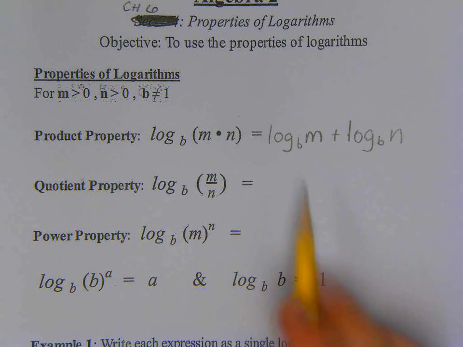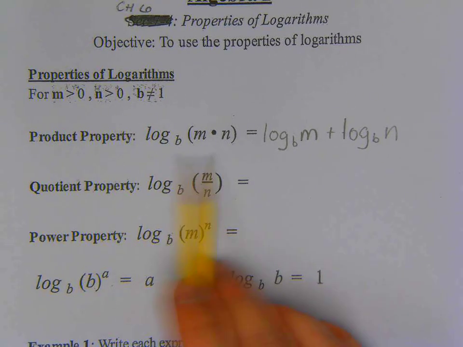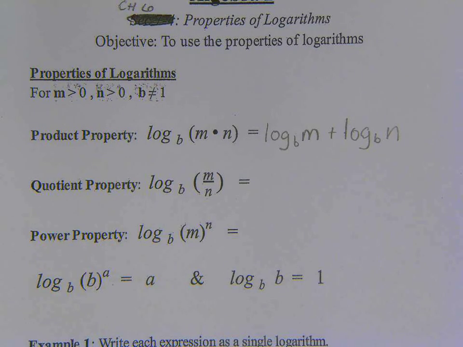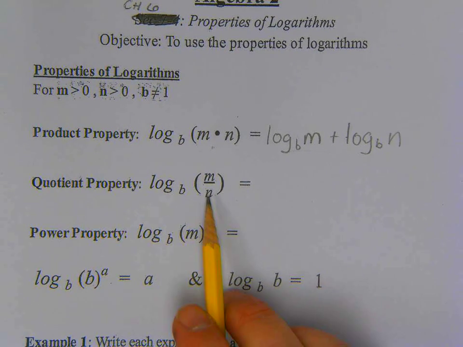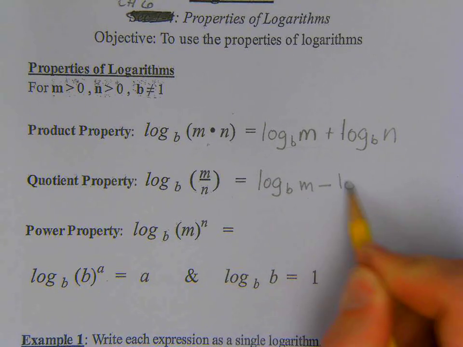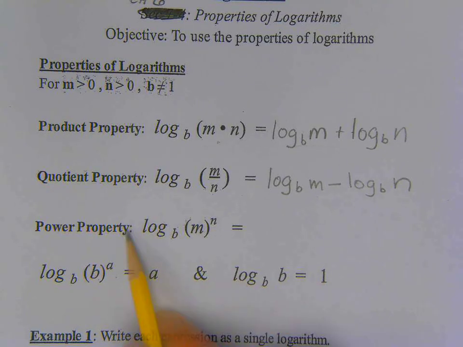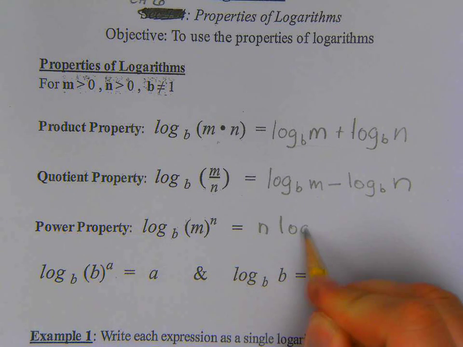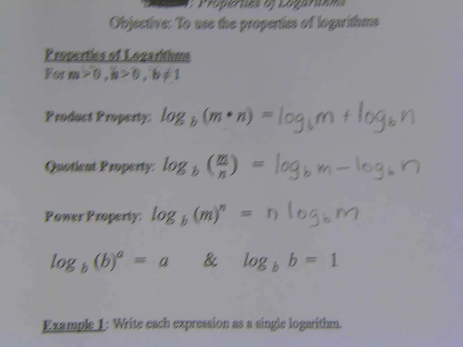Yeah. So two logs that are added together with the same base can be put together and written as a single log with multiplication. We had these yesterday and we wrote this. But you could also have this and write this. All right, so same thing. Division is subtraction. So we're going to say log b m minus log b n. Okay, and then we've got this power property, which we know by now. You take the n and put it out front. So n times log b m.